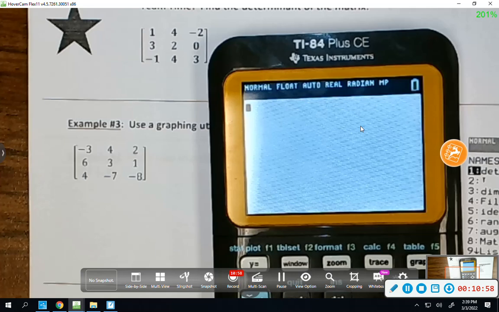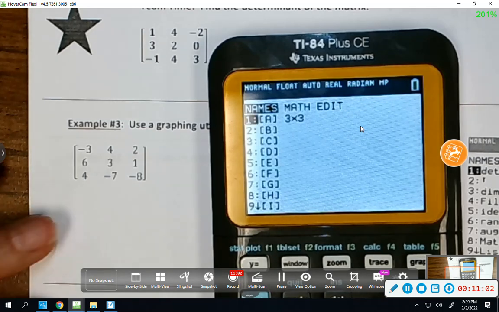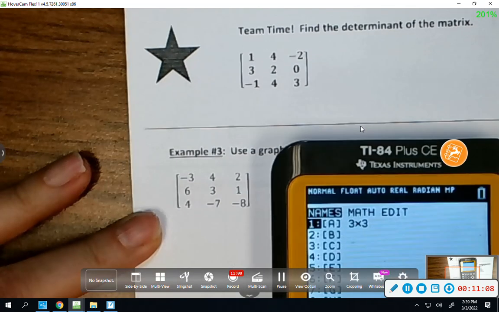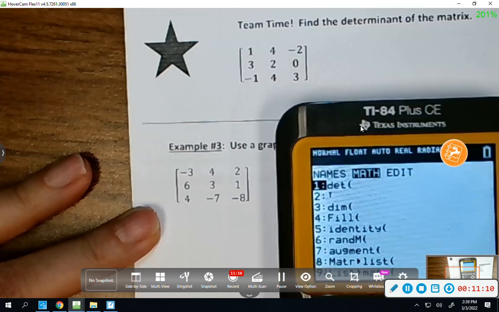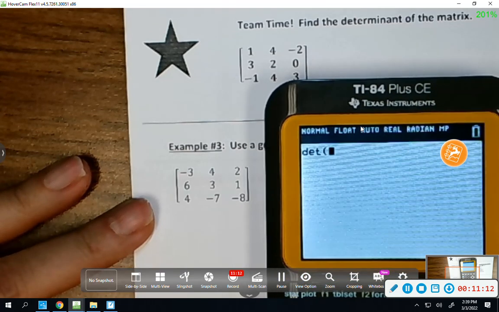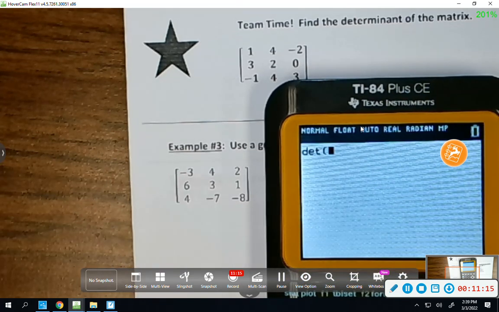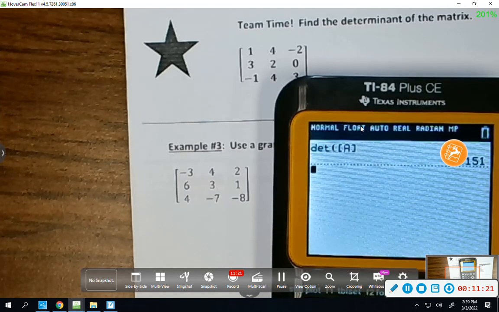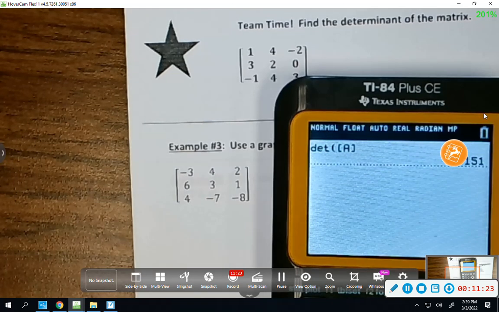Go back into your matrix menu. And you can see on your notes here, I got the screenshot. You're going to go to math, and number 1 seems like a win, determinant. So math, determinant. Now you have to tell it which matrix. I did mine under A, so back in the matrix menu. A is already highlighted. I'm just going to hit enter and then enter. And there's my answer, 151. Write it down. That's all you got to do.